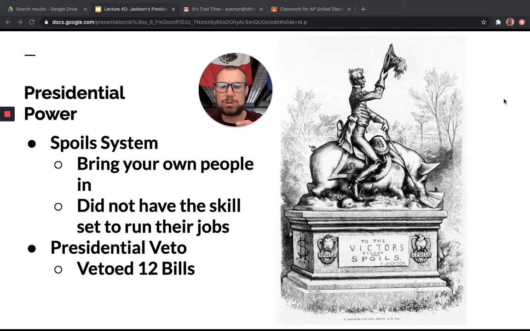You can see this in his presidential veto. We see it with the recharter of the Bank of the United States, but he vetoed 12 bills from Congress. This is more than the six presidents before him. So he is not afraid to use government power, and this is where we get the idea of King Jackson.